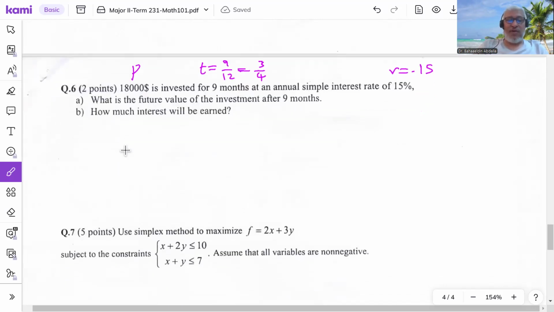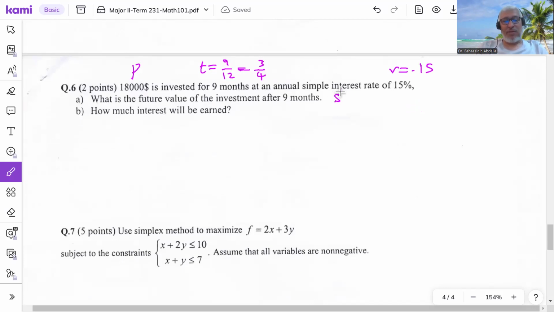Now what is the future value? So he is asking about S. And how much interest will be earned? This is I.